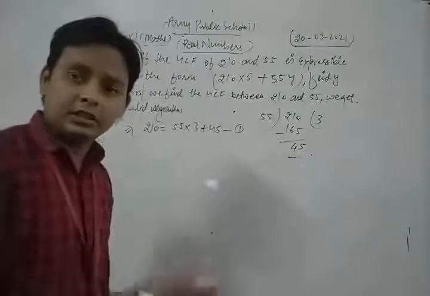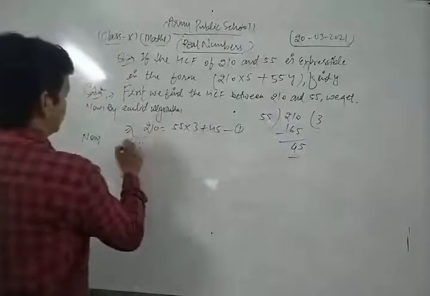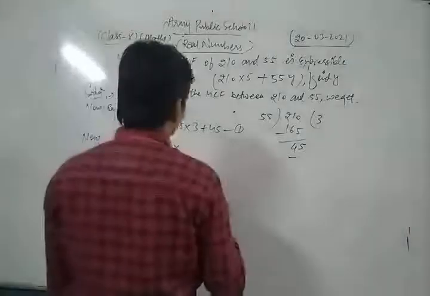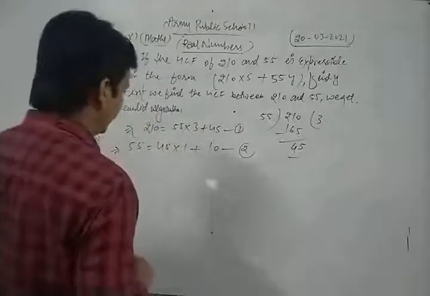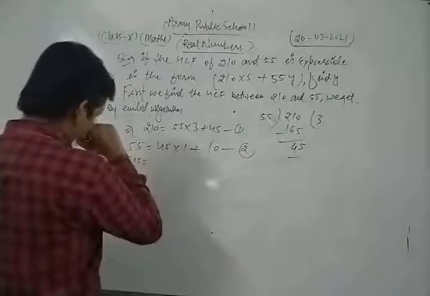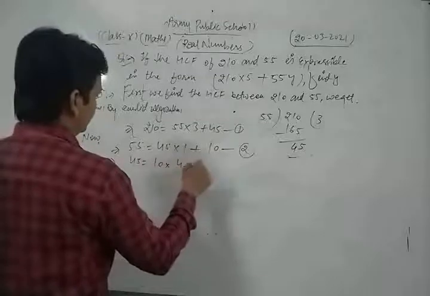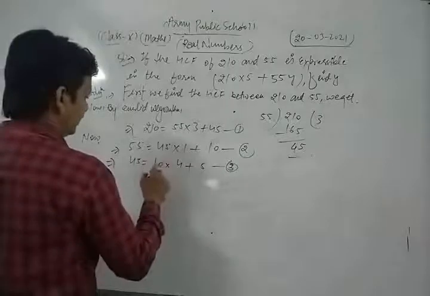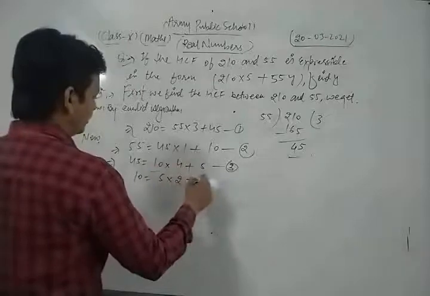At that stage, the last divisor is the required HCF of the given numbers. So again by Euclid lemma we divide 55 by 45: 55 is equal to 45 into 1 plus 10. Equation number 2. Similarly, 45 is equal to 10 into 4 plus 5. Equation number 3. The remainder is not 0, so again we divide 10 by 5: 10 is equal to 5 into 2 plus 0.